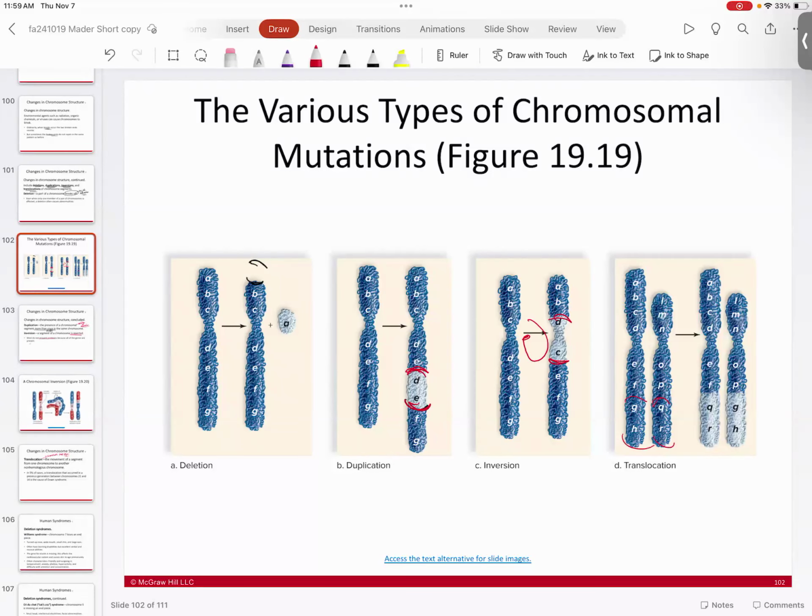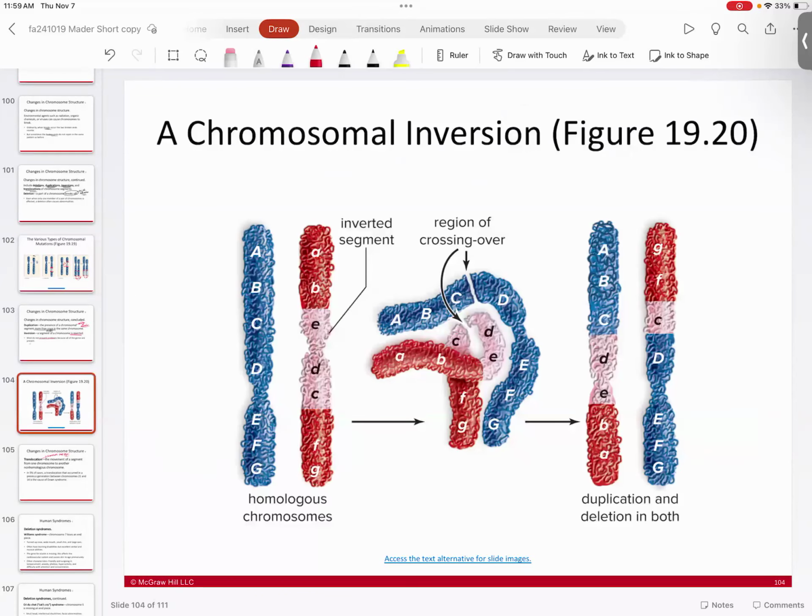I'm going to break one off of the other, and I'm going to basically put it and swap them back and forth. So now I see the QR section on the A, B, C, D, E, F gene, and I see the GH region on the LMNOPQ or the LMNOP gene. So you can see I basically swapped these guys back and forth. That's a translocation. And so this is kind of what it looks like.